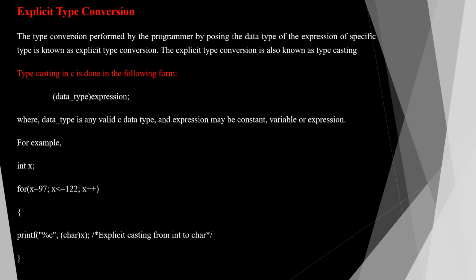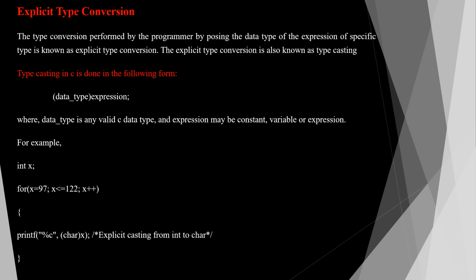So explicit type conversion is the conversion which is performed by the programmer by using the data type of the expression of the specific data type. This is known as explicit type conversion, which can also be called type casting. Here is the syntax: within a bracket the data type, then beside that the expression. This is the syntax of the type casting.